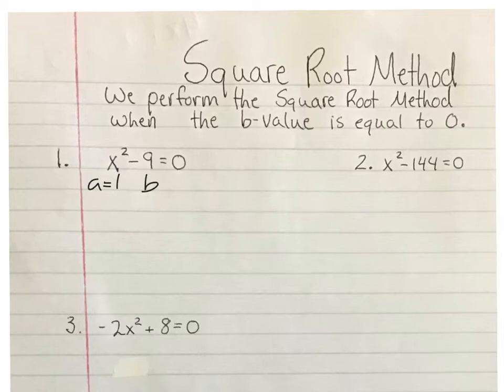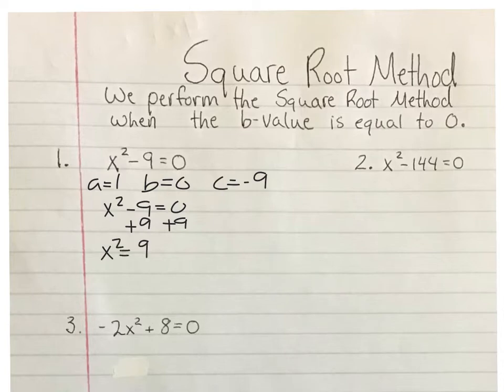B is 0 because it's non-existent, but then the C is equal to -9. So in this instance, I would say the AC method could be done, but the square root method would be easier because all we have to do is understand how to get rid of the squared. Now I'll show you. So the idea, of course, when solving for any variable, you want to get it by itself. So we are going to move over the -9 first by adding 9 to both sides. So by adding 9 to both sides, we have x squared is equal to 9.